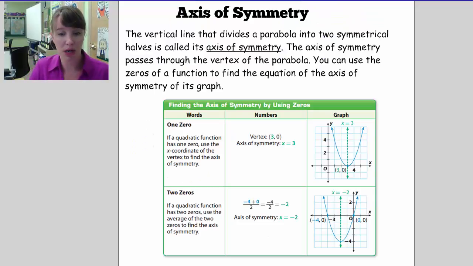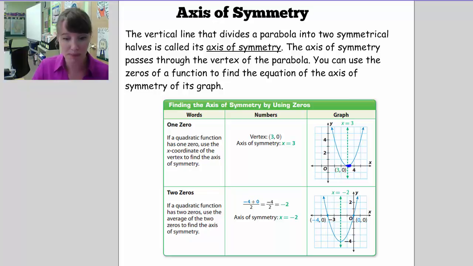Finally, we talk about axis of symmetry. So an axis of symmetry is, we've talked about this before, the line by which if you folded the parabola over, it would lie directly on top of itself. One branch would lie directly on top of the other one. It's also the vertical line that divides the parabola into two symmetrical halves. This is called the axis of symmetry. This axis of symmetry passes through the vertex of the parabola, right here. And you can use the zeros of a function to find the equation for the axis of symmetry.